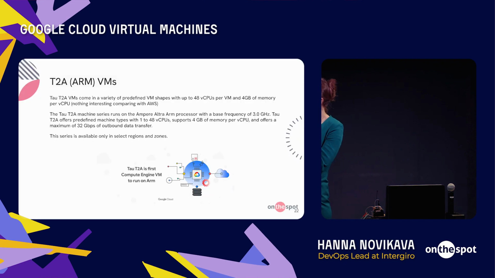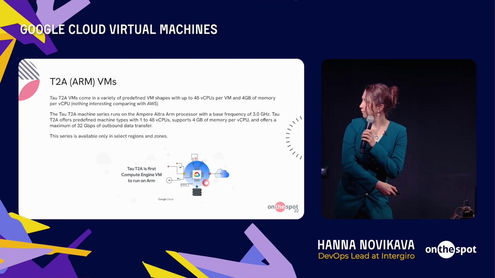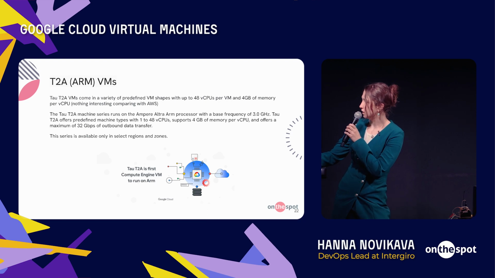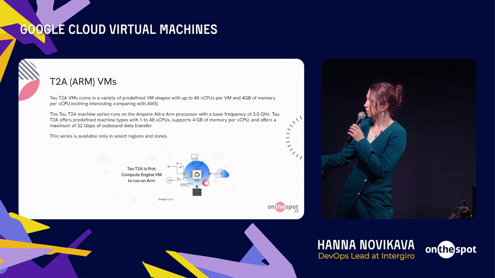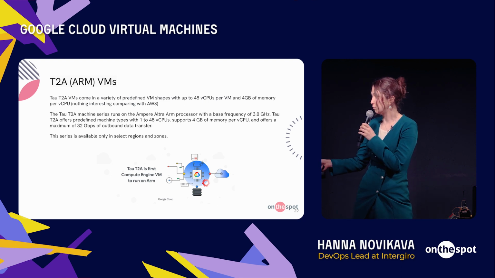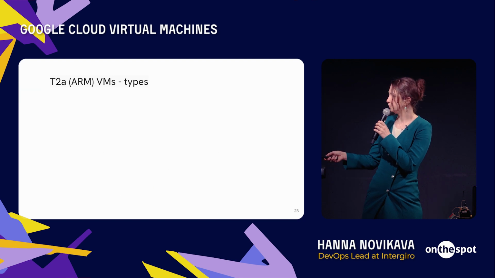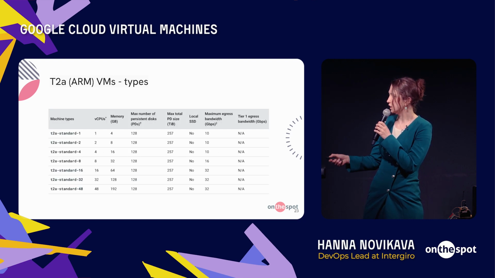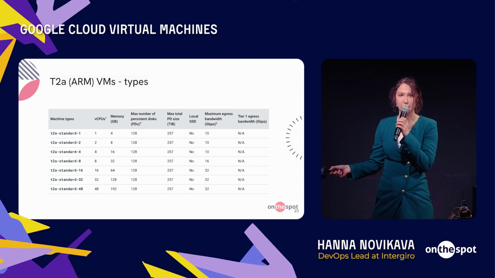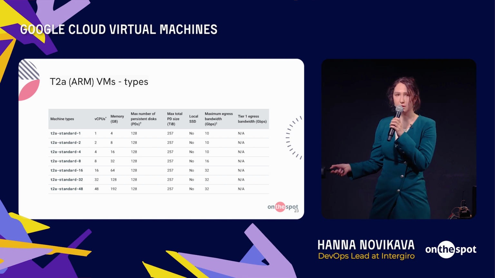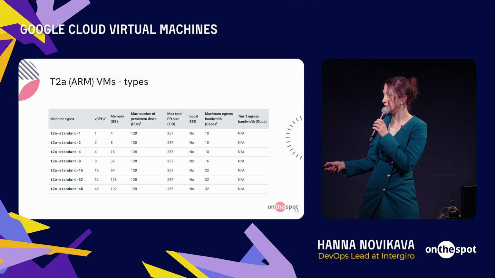First of all, we can see some limits here. The main idea is that it's an Ampere Ultra ARM processor. There are some limits on vCPU and memory, and some problems: only selected regions and zones are available. Here we can see some types. Unfortunately, you cannot configure ARM virtual machines. You can use only predefined types, and you cannot change anything here.